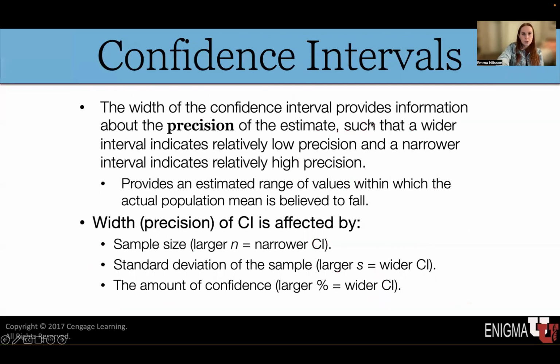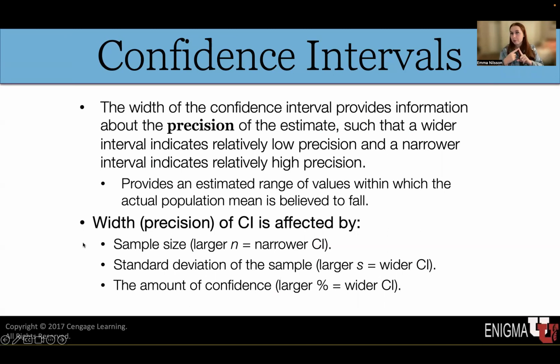Just a quick review. Remember that the width of our confidence interval, how wide it is, is going to provide information about how precise our estimate is. If you have a wider interval, it means that you have low precision in your estimate. If you have a narrow interval, it means you have pretty high precision. And the width of your confidence interval, how precise it is, is going to be affected by 3 things.